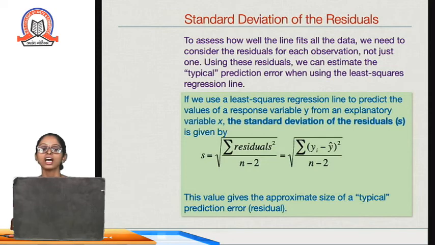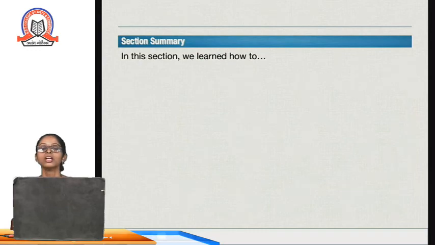To assess how well the line fits all the data, we need to consider the residual for each observation, not just one. Using these residuals, you can estimate the typical prediction error when using the least squares regression line. Now, what is the summary of this lesson?